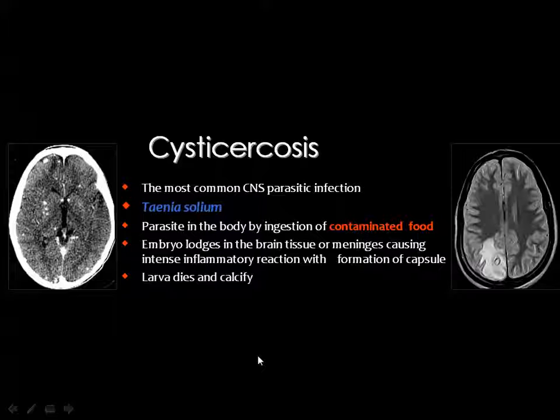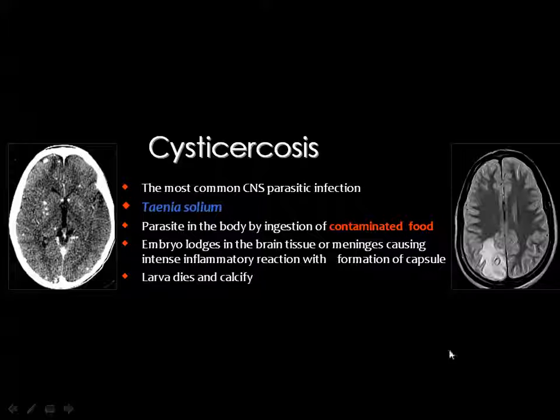So we have an active form of cysticercosis and a dead form of cysticercosis. In the active form, you get a lesion which is almost similar to tuberculoma, with a thick enhancing margin surrounded by edema. But very typically, you should see a nodule inside this cystic lesion, which is known as the cyst and dot sign. If you see this, you can diagnose cysticercosis in most cases.